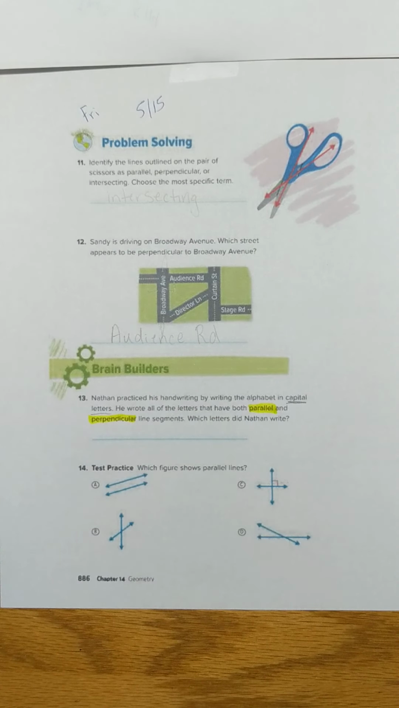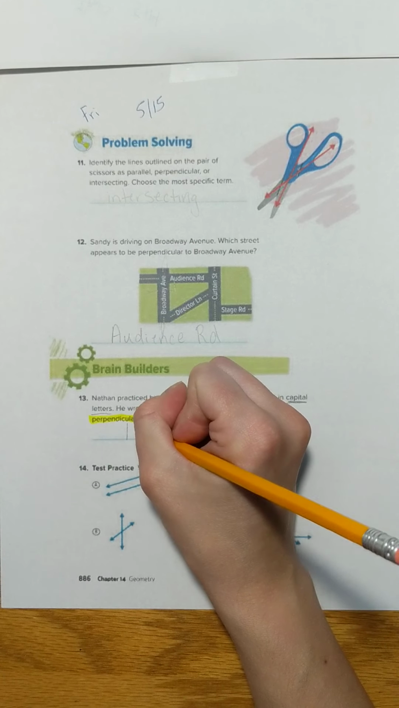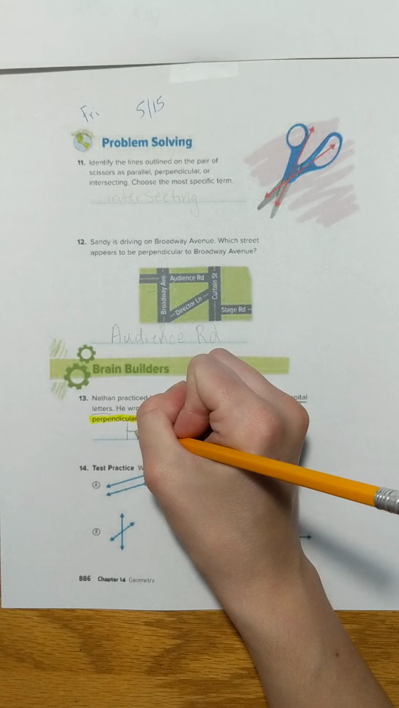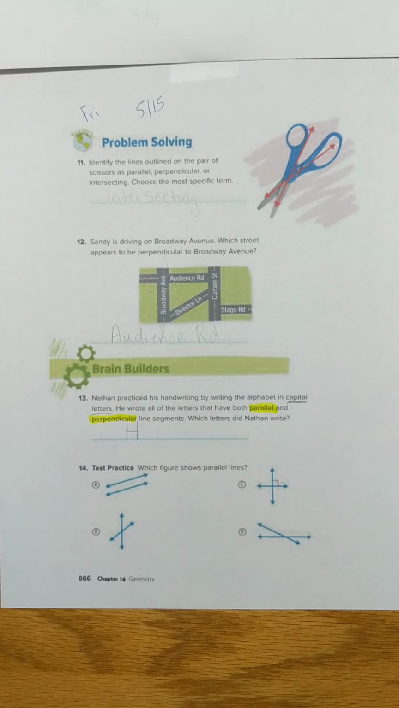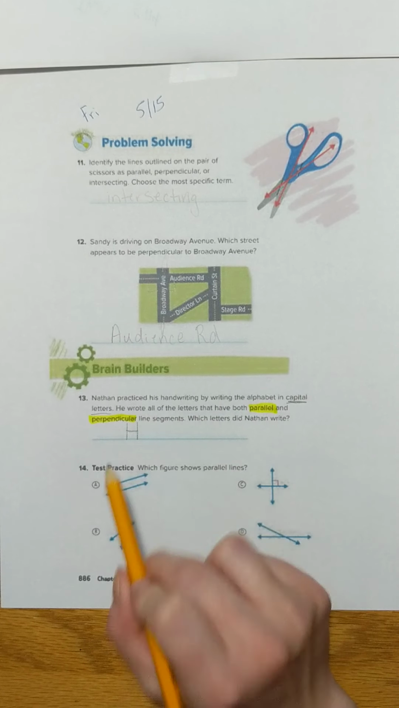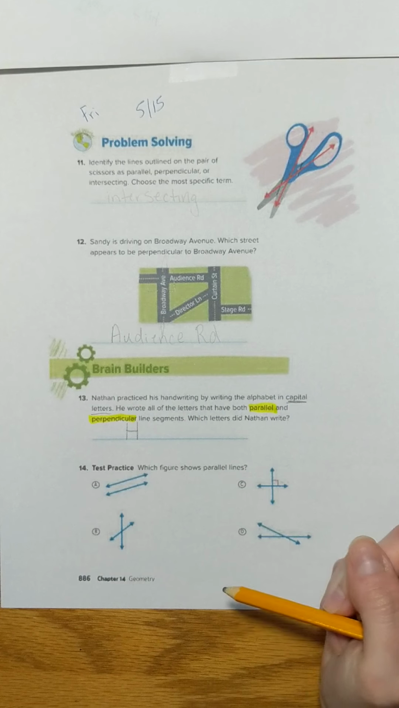So I'm going to give you a couple so that you can see what they mean by this, and then you can see if you can think of any more. Okay, so the first one would be letter H. Letter H has two parallel lines and then a perpendicular line. So he wrote all the letters that have both parallel and perpendicular. Letter H has parallel and perpendicular.